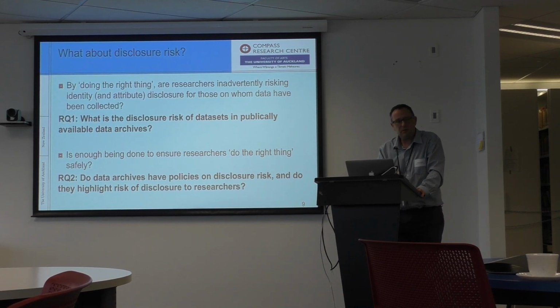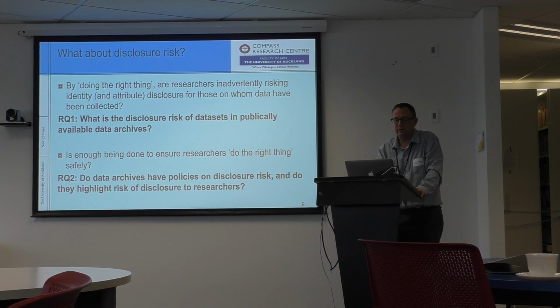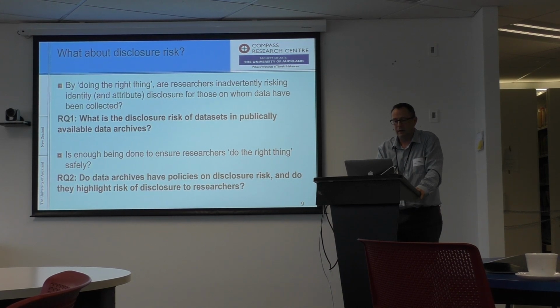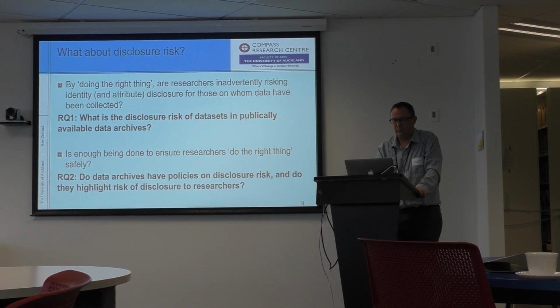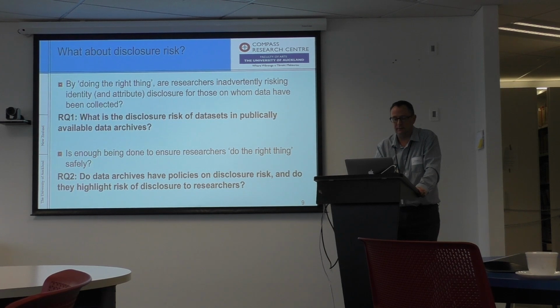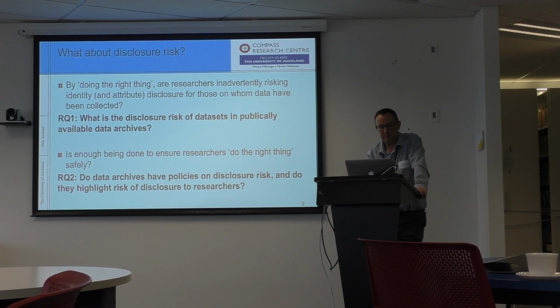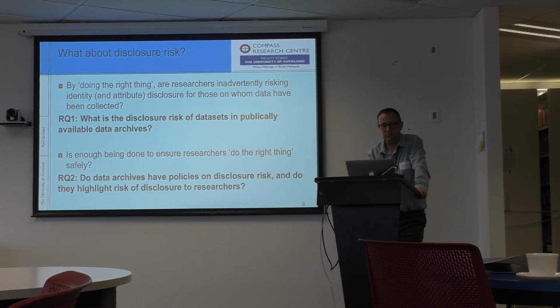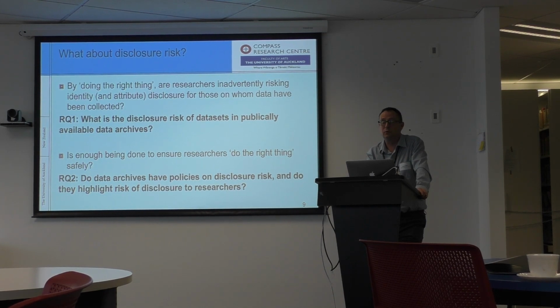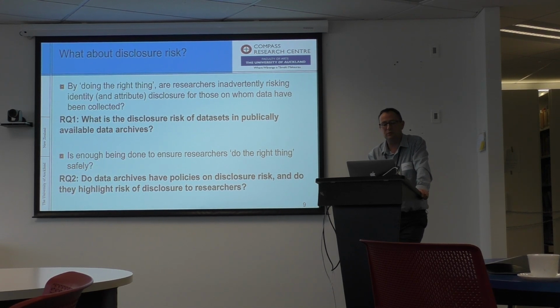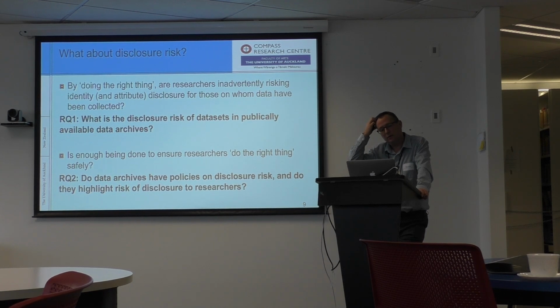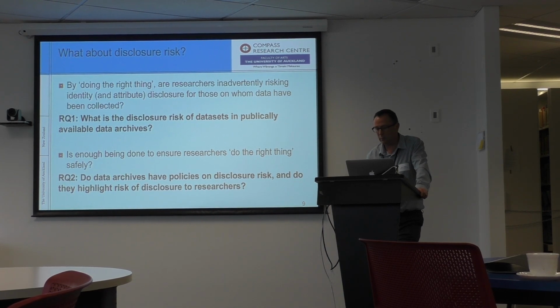Anyway, so this got us to the point of thinking, well, let's actually have a look at this, to answer two research questions. So by doing the right thing, are researchers inadvertently risking identity and attribute disclosure for those on whom data have been collected? So what I got Sean Roberts, master's student, to do was to investigate the disclosure risk of data sets in publicly available data archives. Do some data sets in there have high disclosure risk? And the second question, is enough being done to ensure researchers do the right thing safely? Do data archives have policies on disclosure risk, and do they highlight the risk of disclosure to researchers? That's what we wanted to look at.